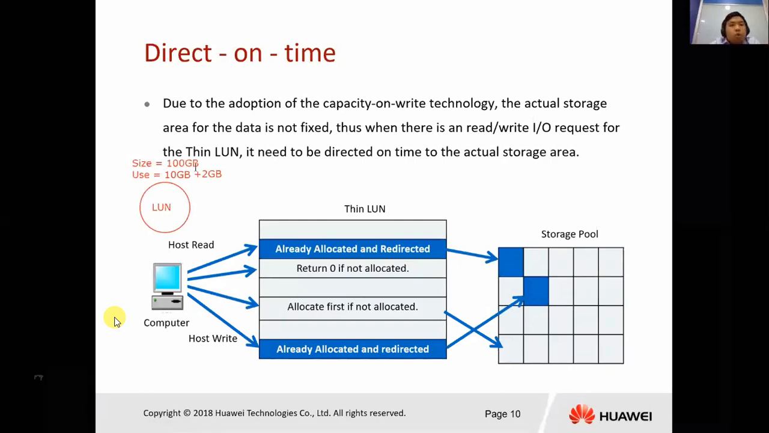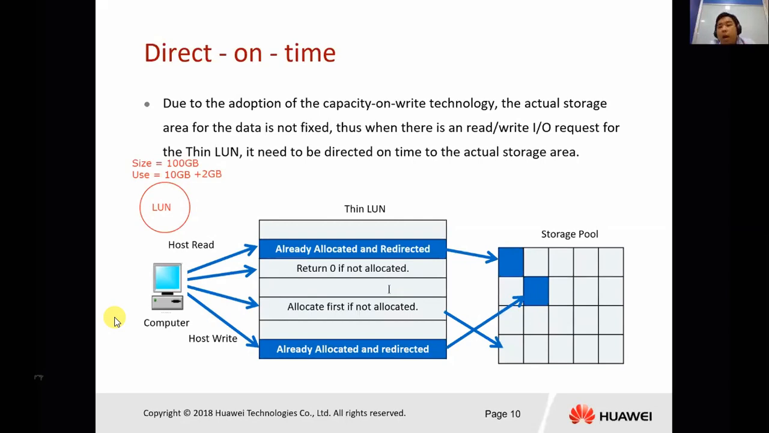If this 2 GB is new data, not from this 10 GB, and I don't want to overwrite the 10 GB, then the space is still not yet allocated to you. If you try to write into it, it says there's no space allocated for this 2 GB. So I need to ask the storage pool to give me the 2 GB first. I need to allocate first; if it's not allocated, allocate.